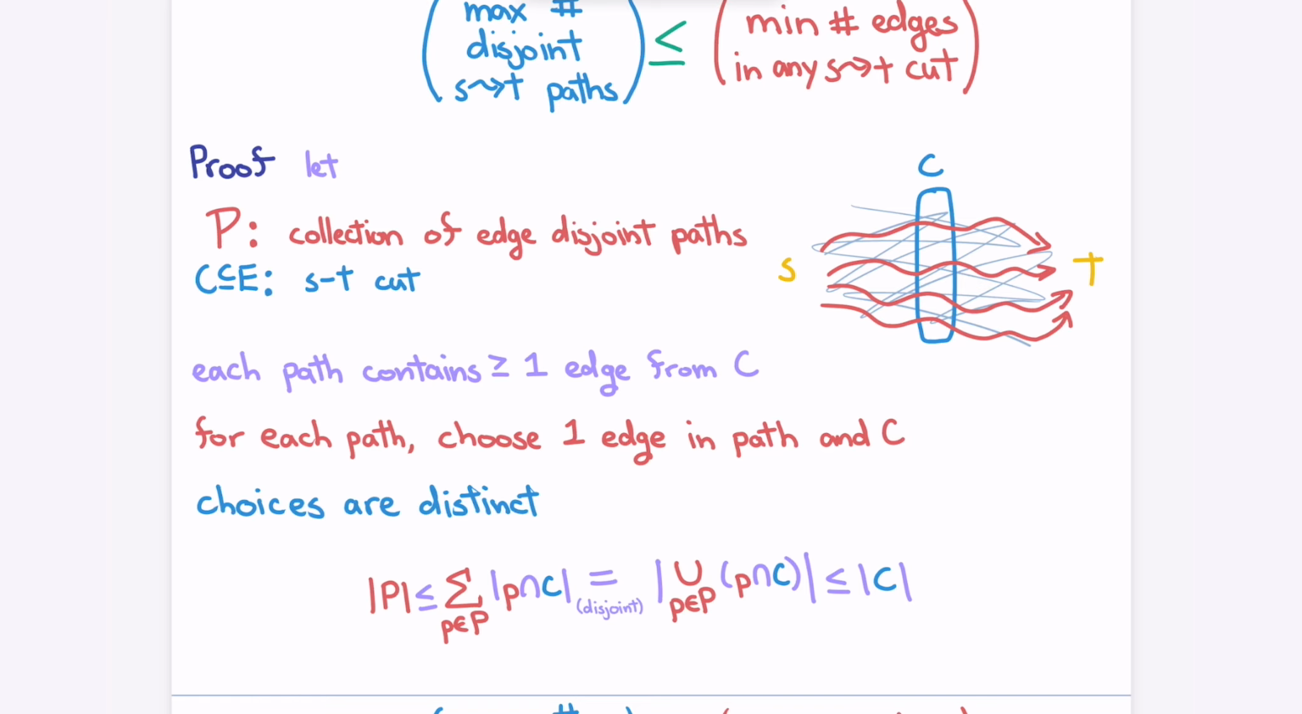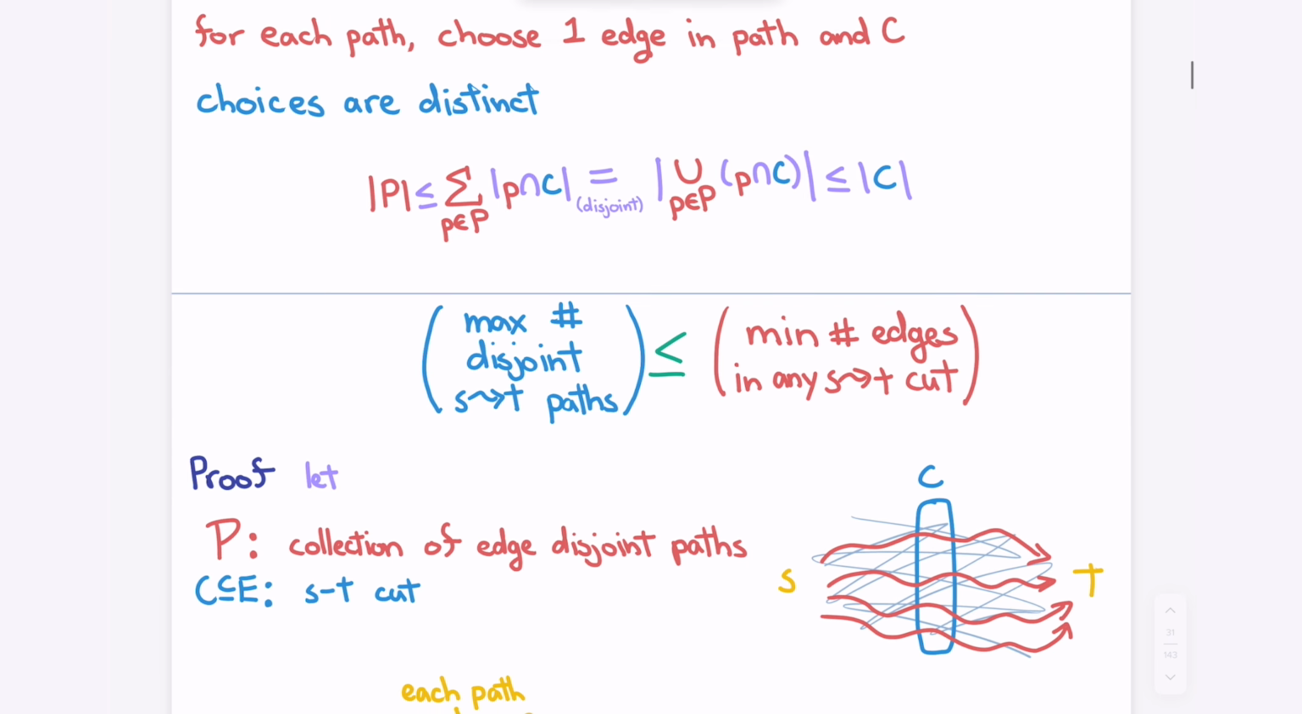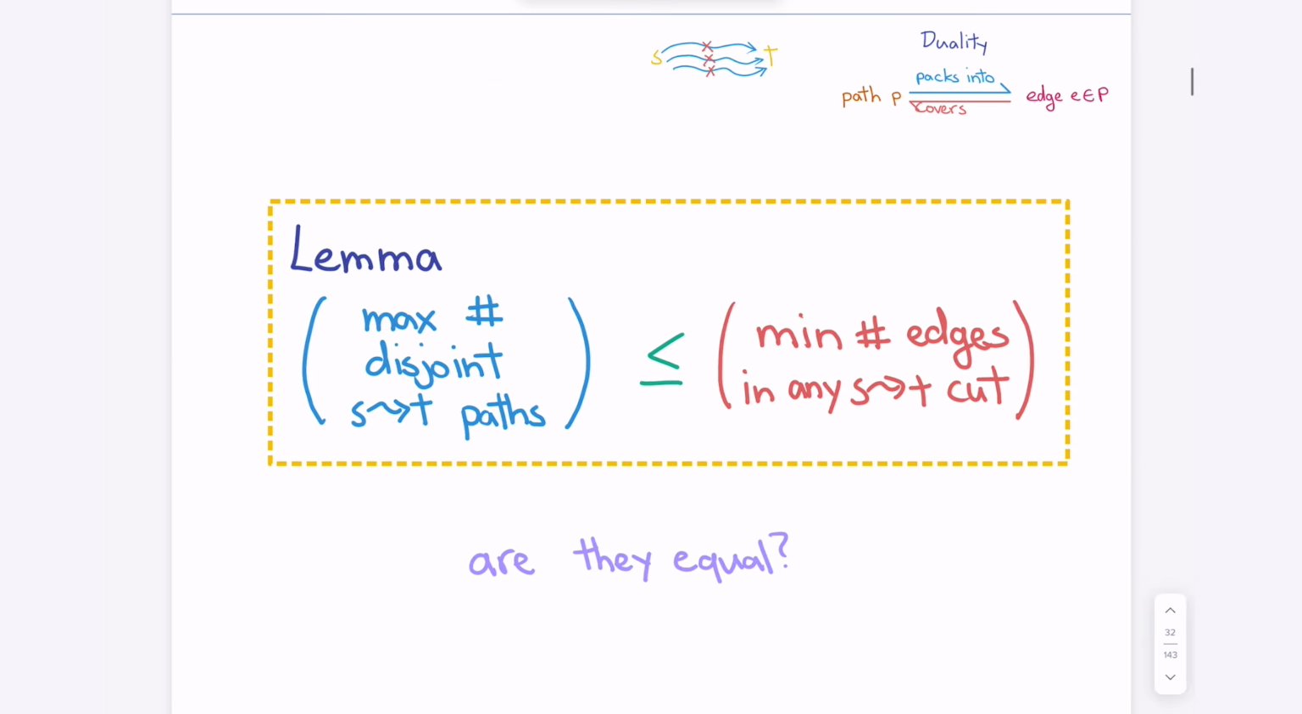But that argument is very generic. There actually wasn't that much to do with paths and edges. So the real question is whether they're equal. Of course, many of you have studied this before, so you know the answer. But what we're going to do today is a different proof.